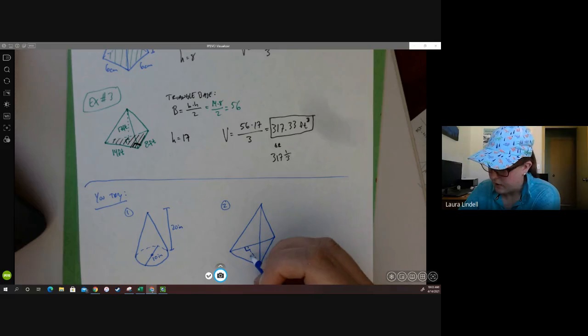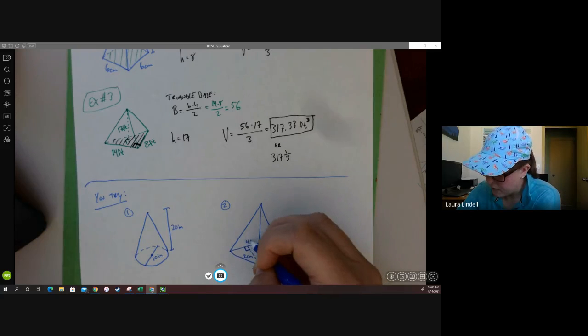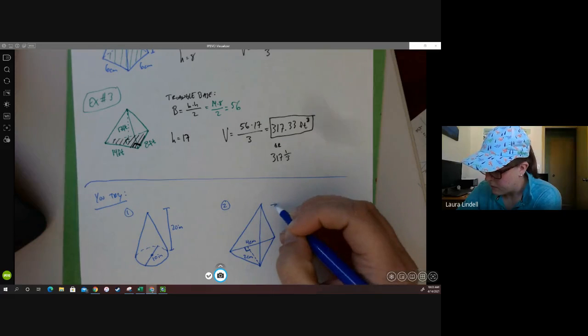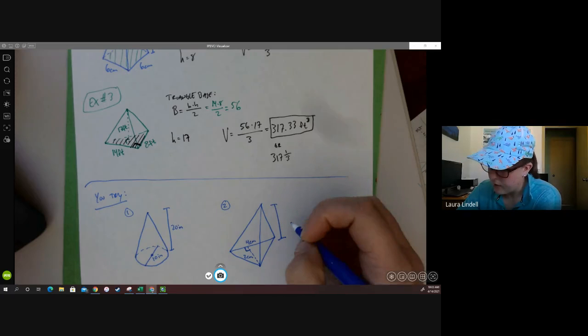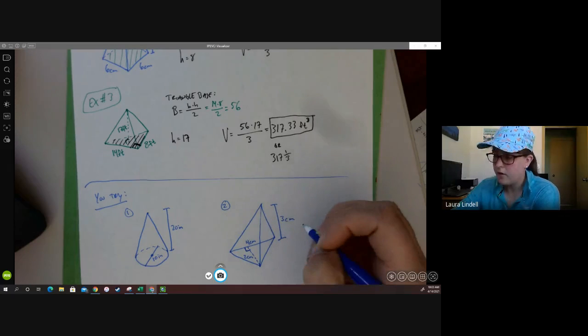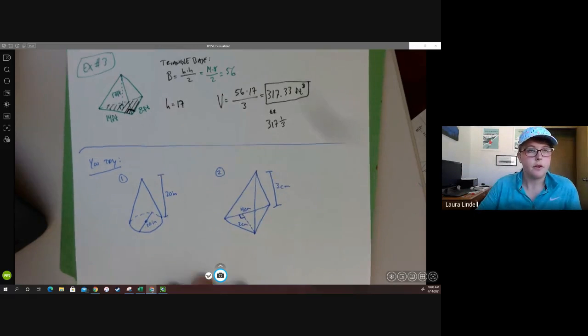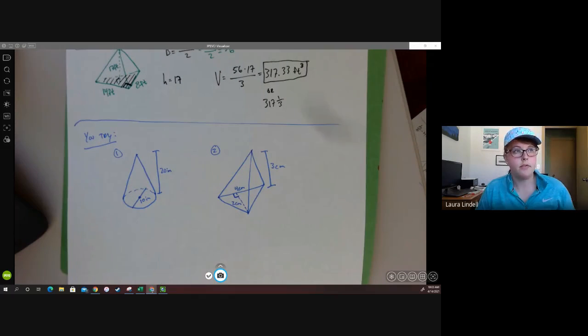And then we'll say that this is 2 centimeters, 4 centimeters, and 3 centimeters there. Okay, so give those two a try. I'll kind of give hints as we go. When you think you've got them both, put "got it" in the chat.